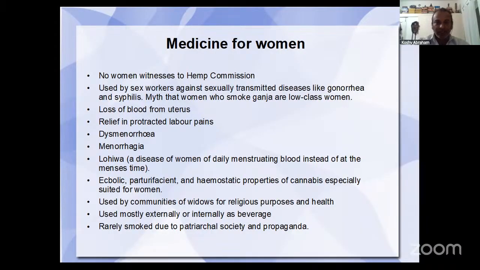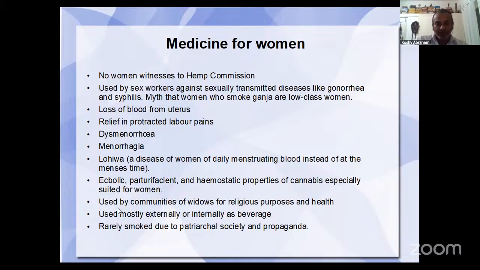We see that the specific conditions for which cannabis was used were loss of blood from the uterus, relief from labor pains, heavy menstruation or irregular menstruation. The commission speaks about a particular disease called lohiva, which talks about women having menstruation daily. I spoke about how it is useful for inducing labor, especially the properties that are called ecbolic and parturifacient.